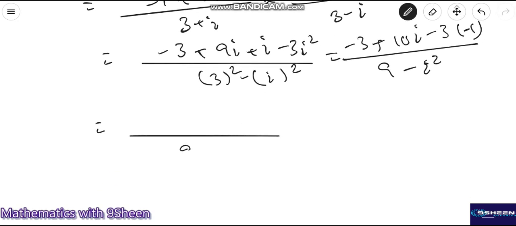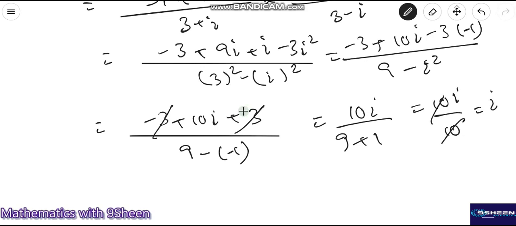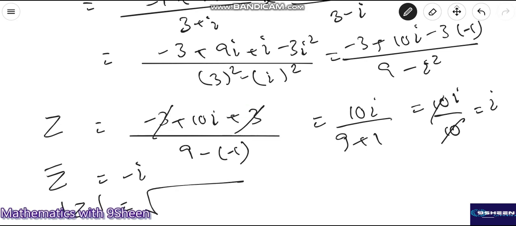Now 9 minus iota square is equal to minus 1. Minus 3 plus 10 iota, minus minus positive 3. Plus 3 minus 3 cancel out and you have 10 iota divided by 9 minus minus plus 1, which is 10. 10 iota divided by 10, and 10 cancel out. You have only iota. It's your z. What is your z bar? It is minus iota. And what is your modulus of z? You have not any real, 0 square. Imaginary is 1. That's why you have root 1. It is 1.